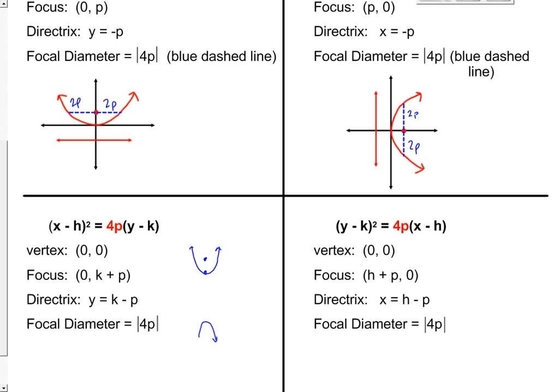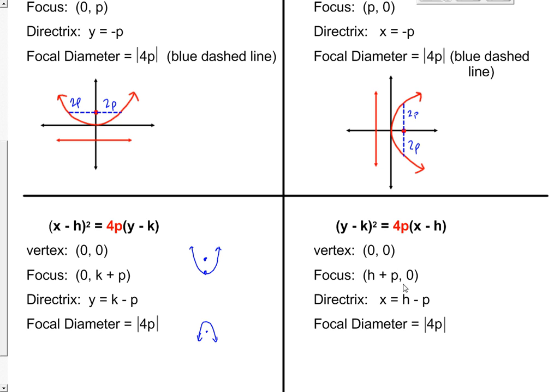Even if I've got a parabola whose focus is moving down from the vertex, the p-value is just going to be negative. So you're still adding it to the y value, and that's what brings it down because of the negative value of p. So that's going up and down, and that's why we're adding to the k value of the vertex.